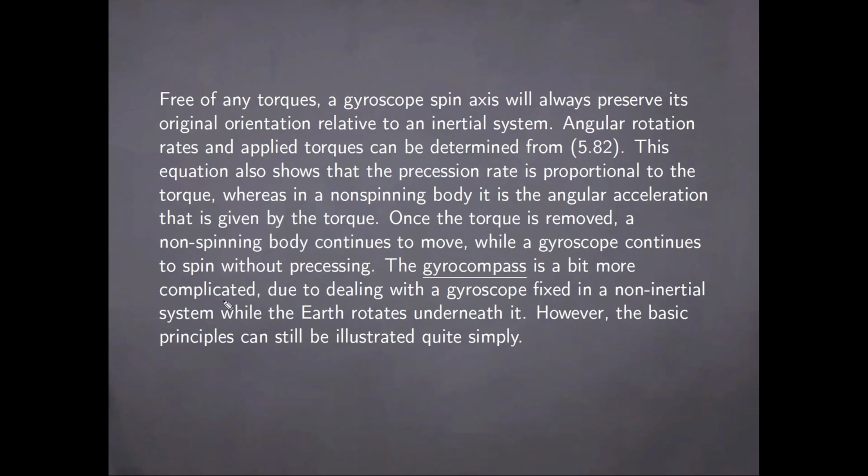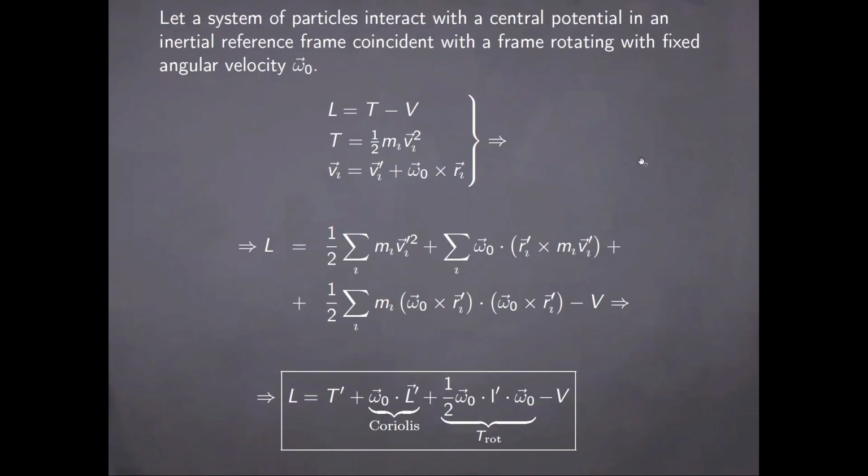The gyrocompass is a bit more complicated because, in that case, we are dealing with a gyroscope that is fixed in a non-inertial system while the Earth rotates underneath it. However, the basic principles of such a system can still be illustrated quite simply. To understand the principles behind the gyrocompass, we must first consider a more general problem. Namely, let a system of particles interact with a central potential in an inertial reference frame that happens to be coincident with a frame rotating with fixed angular velocity omega 0.